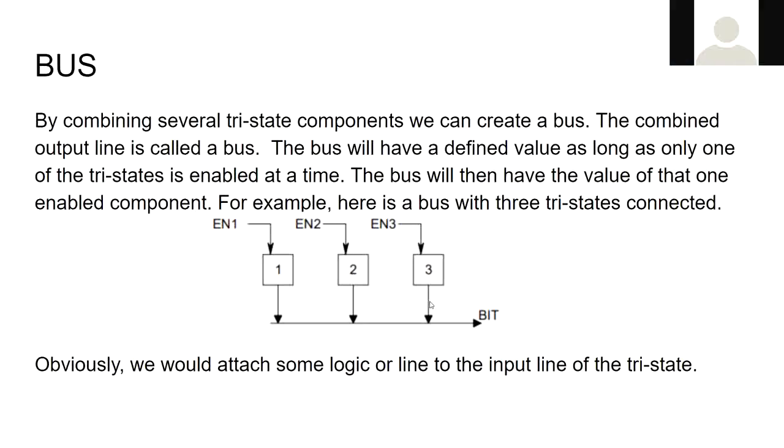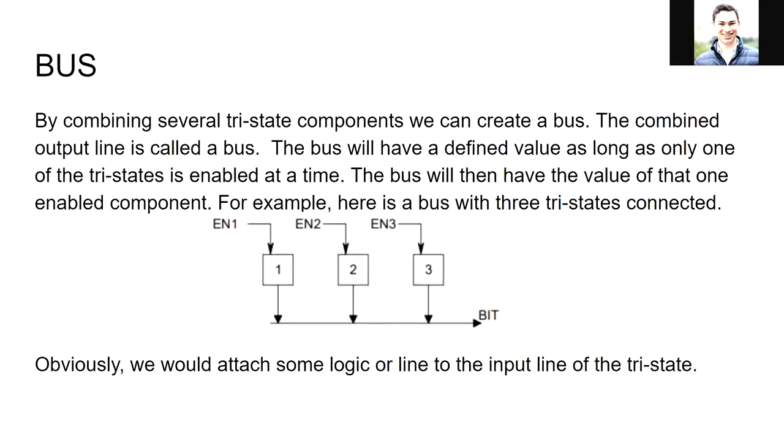Wait, shouldn't it have a zero, not disconnect? Where there's disconnected, there's no zero. What do you mean? Isn't this like a MUX? It's similar to a MUX, but a MUX works with AND logic gates. This is working with a tri-state. It achieves pretty much the same result.